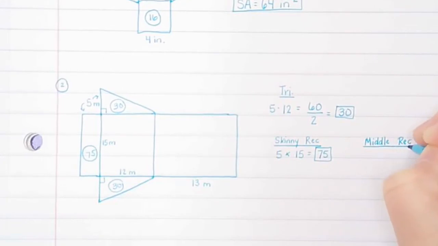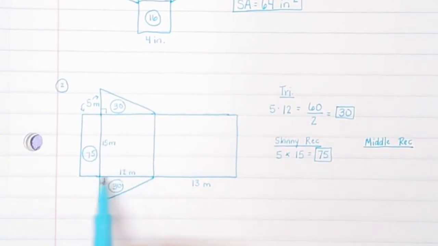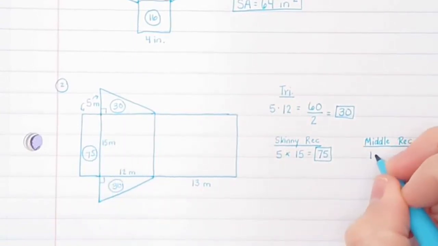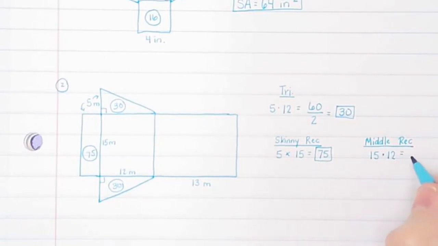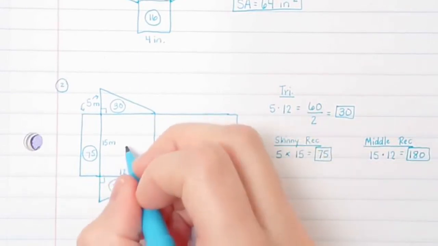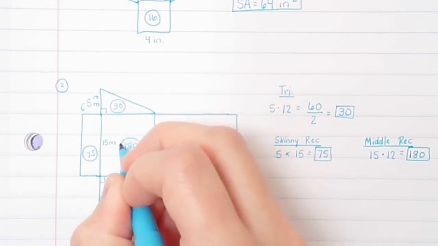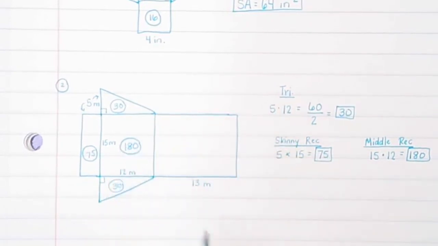Okay, so that middle rectangle, I need a length and a width. So I need this 15 right here. I need this 12 down here. All right, and if I do 15 times 12, remember you can use your calculator, you're going to get 180. And like I said, hopefully you can see that these 2 rectangles are not the same size. So don't just assume they're the same and put this one as 180 as well, because they're not the same.